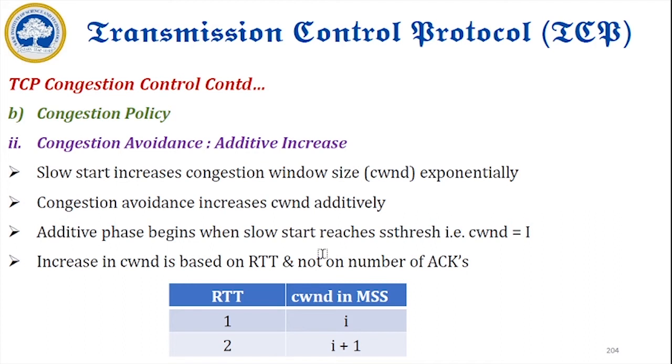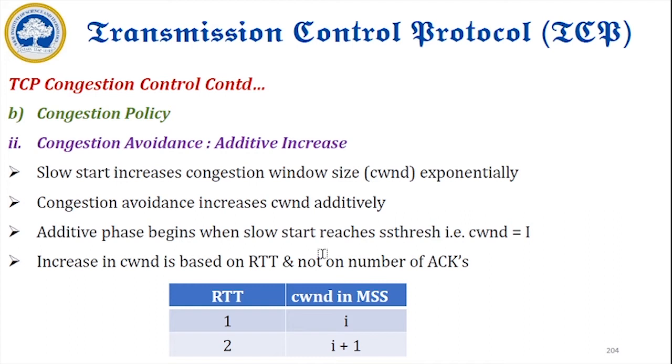So TCP defines an algorithm named congestion avoidance, which can increase the size of the congestion window additively, instead of increasing the congestion window exponentially, as we have seen in the slow start. Rather than letting the congestion happen, it is better to avoid the congestion. So we are going to increase the congestion window additively.